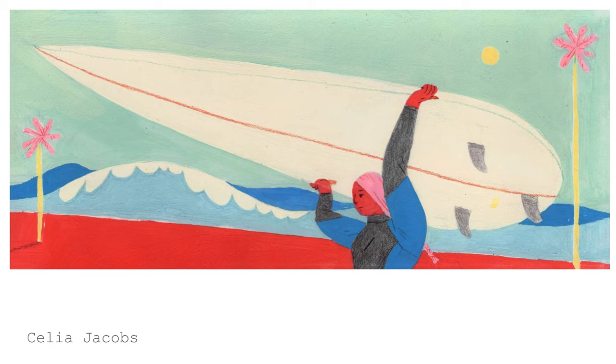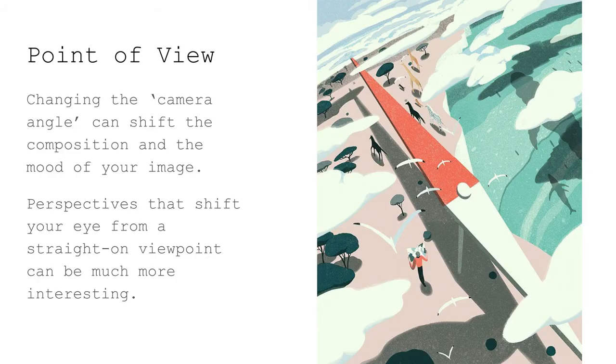Similarly, with this image by Celia Jacobs, we don't see the whole beach. We just see what's important. We see the surfer, the surfboard, and the wave. That's all that we need to see. We don't need to have a whole beach scene with all these different things going on. You can. It depends on what you're going for. But I think that this is a nice example of cropping. So when you're looking at putting an illustration together, you might consider cropping to the most interesting part of your sketch.